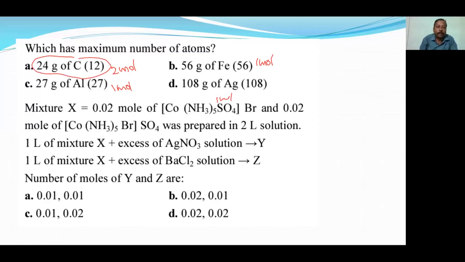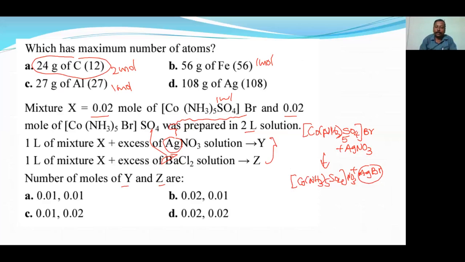Then see, this is a very good reaction. This will be useful in your qualitative analysis, where in complexes. A mixture of 0.02 mole of this and 0.02 mole of this was prepared in 2 liters. Actually Ag can react with bromine, and Ba can react with SO4 to form BaSO4. So now the number of moles of X, Y and Z are.